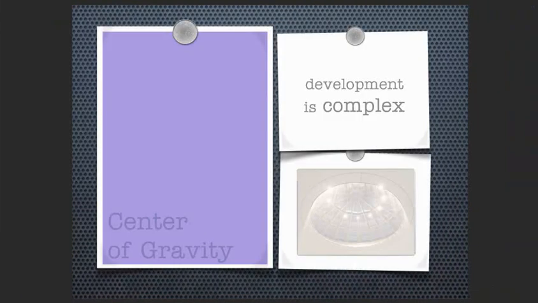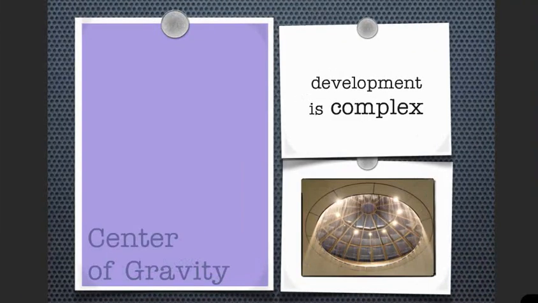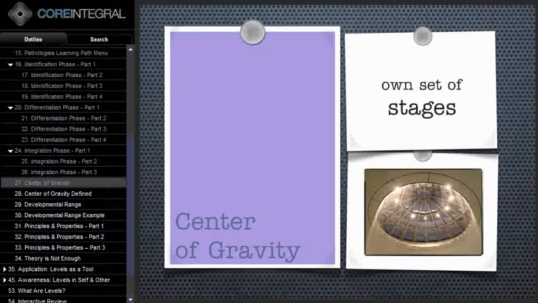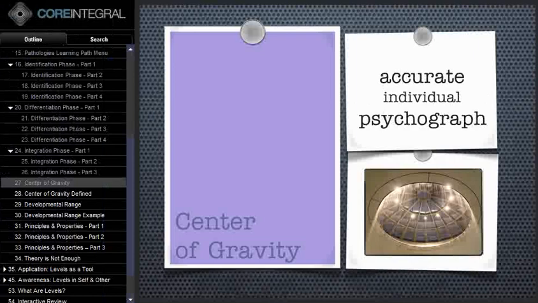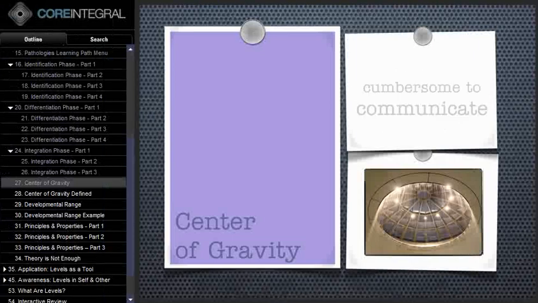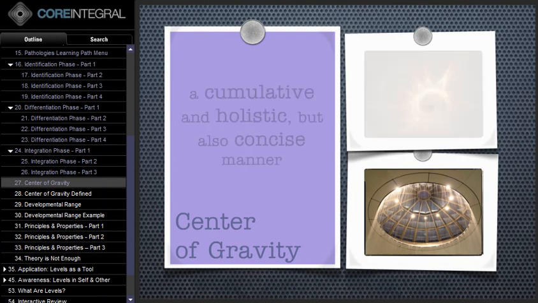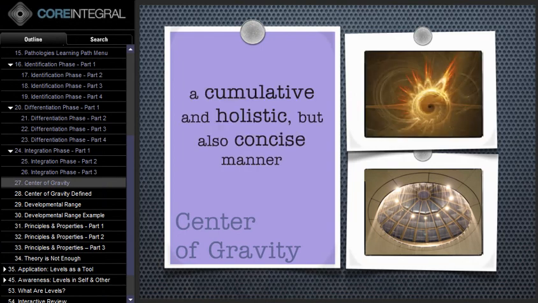Development is complex. That is one thing we can say for sure. With over 24 lines, each with its own set of stages, an accurate individual psychograph is tricky to create and even more cumbersome to communicate. Even with developmental altitude serving as a tool for cross-line communication, we are left with the problem of referring to an individual's development in a cumulative and holistic, but also concise manner.